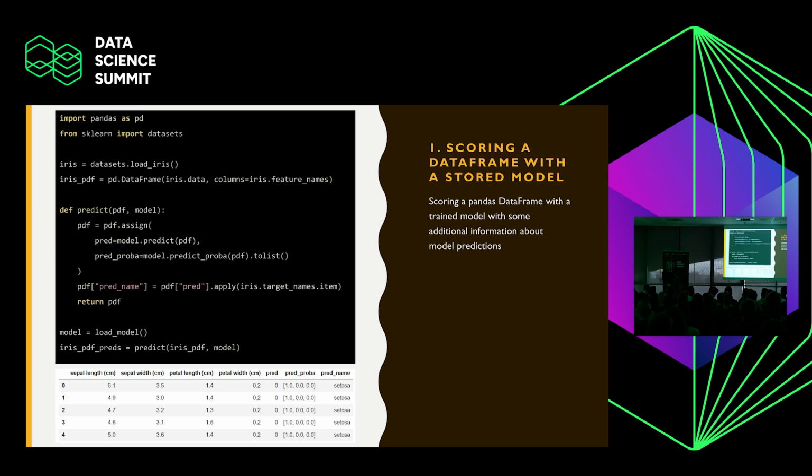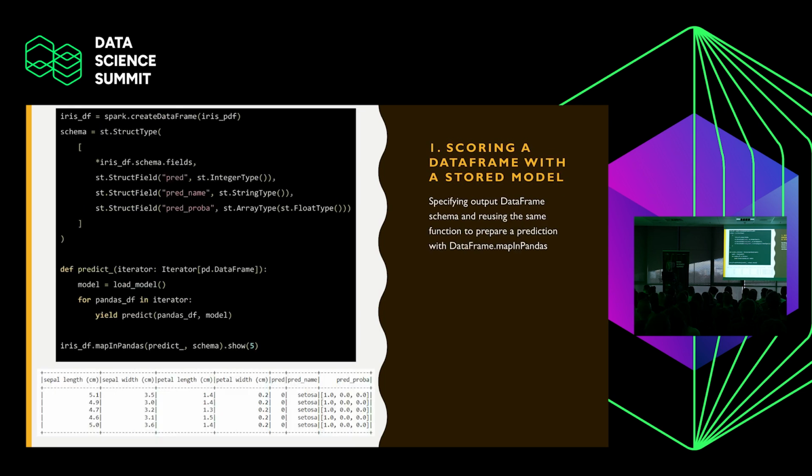So first we create a data frame from the iris data set. And we need to declare this schema. There's no going around that. So what do we have here? We have all the schema fields from the original data frame. And then we add prediction, which is integer type, pred name, string type, and pred proba, which is an array of floats. As you can see, easy. It didn't take us much work to set up this schema.